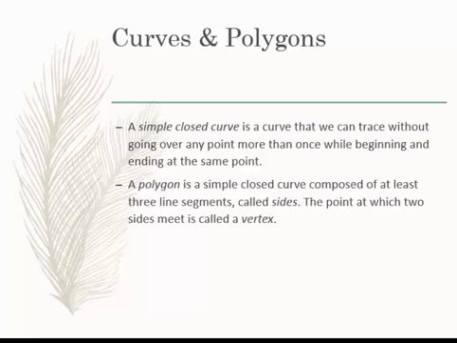Now, polygons. Don't worry about curves right now. Listen to me, please. We need to worry about polygons, especially regular polygons. So a polygon is just a simple closed curve composed of at least 3 line segments called sides. The point at which 2 sides meet is called a vertex. So imagine a shape made of a bunch of angles, right? Now a regular polygon is a polygon with sides of equal length.